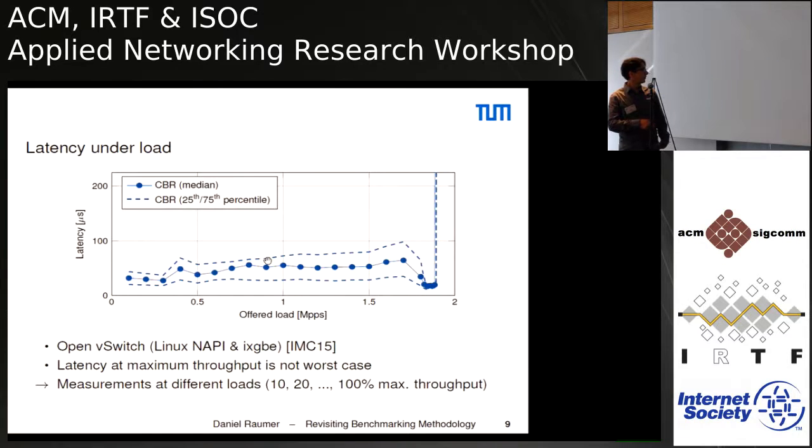And due to some effects of Linux, NAPI, and the network driver, we get the best latency at that point. So now it does not really make sense to measure the latency at that point and consider it as worst case latency. So we propose to do latency measurements at each measuring point in our benchmark. So also at lower loads, which maybe perform worse or have higher latencies, especially on software devices.